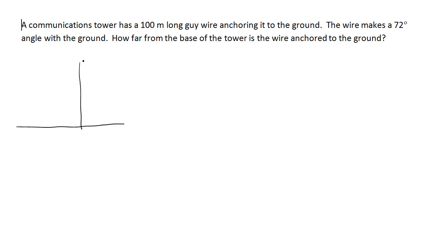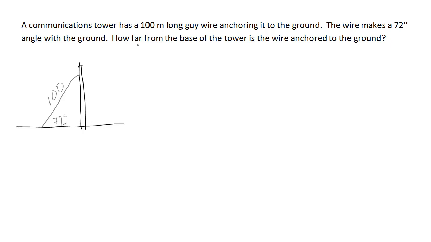Now here's my tower. Your tower doesn't have to be perfect. And we know that the guy wire is 100 meters long. I'll use a nice gray for my guy wire. And it's anchored somewhere like this. We don't know how high up the tower it's anchored. We just know that this wire is 100 meters long. We also know that the wire makes a 72-degree angle with the ground. So here's our ground, and that's the angle that it's making with the ground. So this must be 72 degrees.